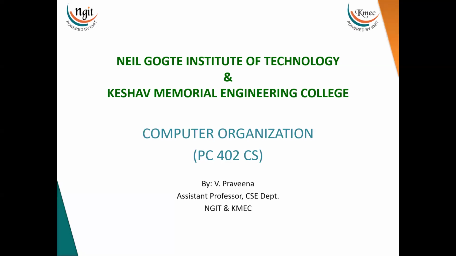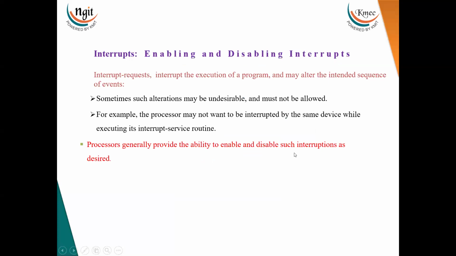In this lecture, we continue interrupts. In the last lecture, we have discussed interrupt, what happens inside the microprocessor when interrupt occurs, and also the hardware circuit. Now here we will analyze the enabling and disabling of interrupts. Then why is this enabling and disabling required?